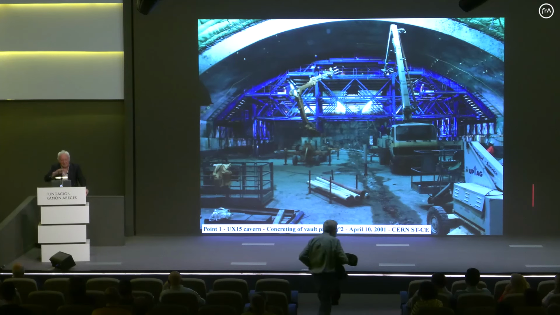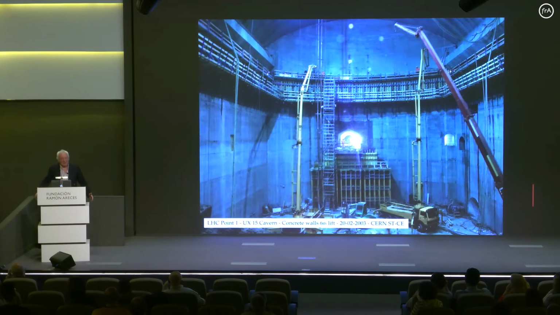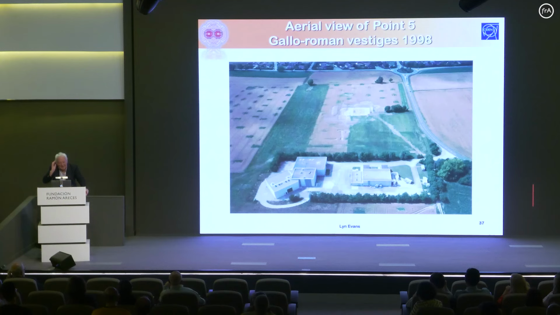This is the Atlas, the way that the Atlas roof was cast. It was cast, and then it was held from the surface by steel ropes, while the whole of the rest of the cavern was excavated and concreted up from the bottom up to the top, and then the steel ropes were released, and the top sat on the thing. Fantastic.